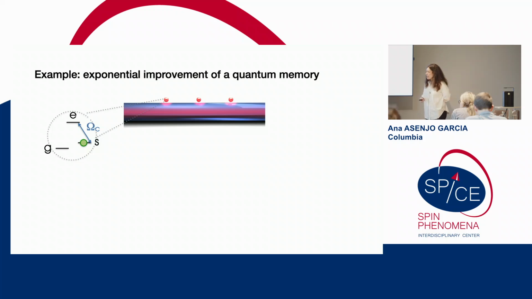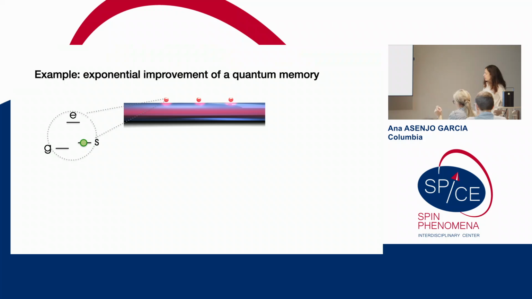So then the problem is that when you want to store or retrieve this light, once the light is stored in this superposition of ground and excited state in all of the atoms, when you retrieve it, you have to go through the excited state. And when you decay from this excited state, you can decay via the waveguide, which is good, or via free space. And so this would yield loss. So you want to suppress that.